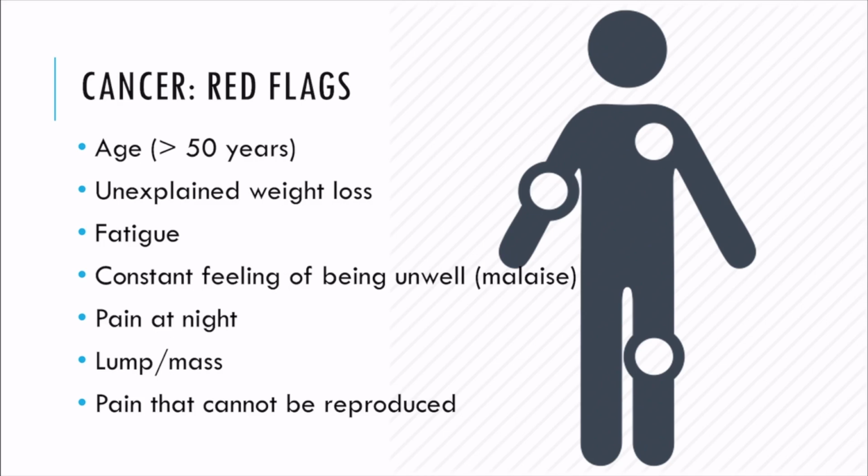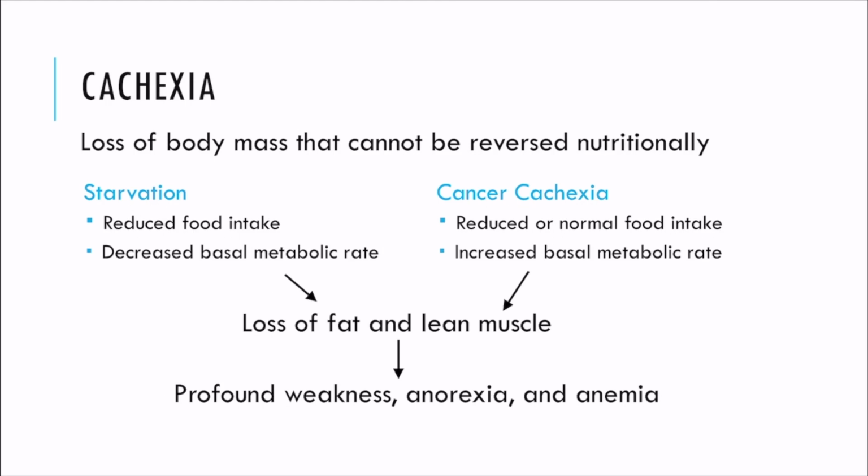So I kind of just glossed over the unexplained weight loss because we've mentioned it before, but also because the last page of your notes talks about the term cachexia. Cachexia is the loss of body mass that cannot be reversed nutritionally. What that means is unexplained weight loss is you're losing weight, and even if you eat more, you continue to lose weight. So it is very different from starvation.